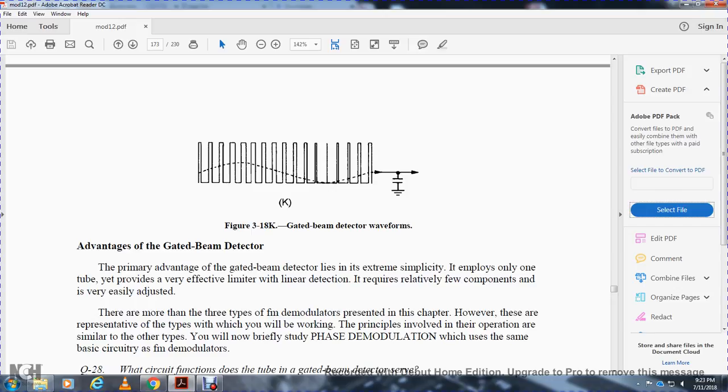Also note the advantage of the gated beam detector. The primary advantage of the gated beam detector lies in its extreme simplicity. It employs only one tube, yet provides effective limiting. Limiting and detection require relatively few components, which are very easily adjusted.